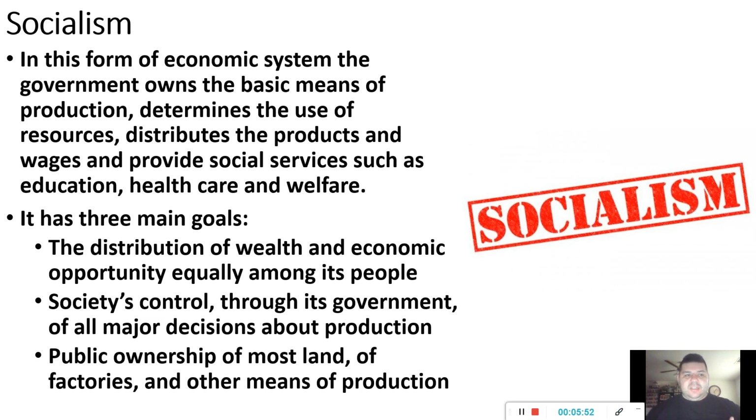Okay, so they kind of squandered our resources. The other one is public ownership of most lands, factories, and other means of production. So again, the government owns some of the land, not complete total control. That's the next system, which is communism. But they do own some land and the means of production, things like that. What's being created? How are they going to sell it, who are they going to sell it to? Things like that.